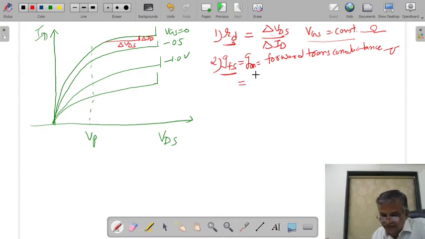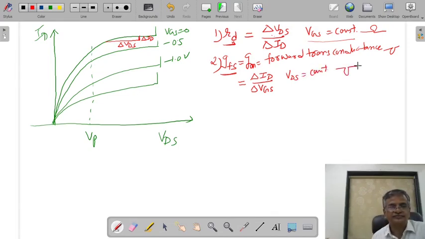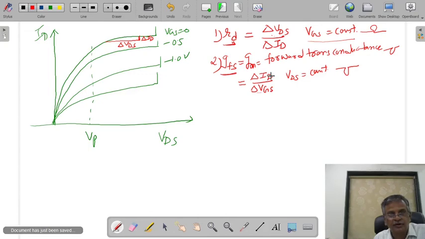It is nothing but the ratio of change in drain current to the corresponding change in gate source voltage when VDS is constant. The unit is mho. Look again. It shows the control of the gate voltage on the drain current. It is the most important parameter. Listen again. It is the ratio of change in drain current to the corresponding change in gate source voltage at a constant value of VDS, and it is called forward transconductance.